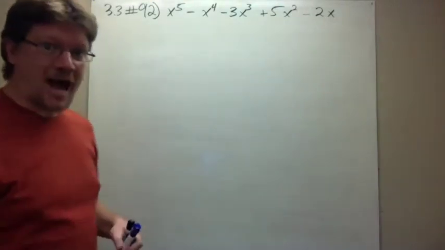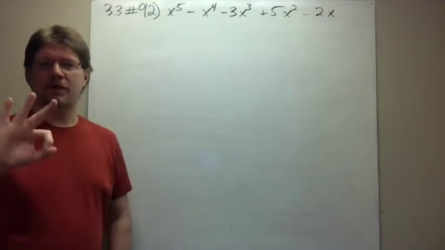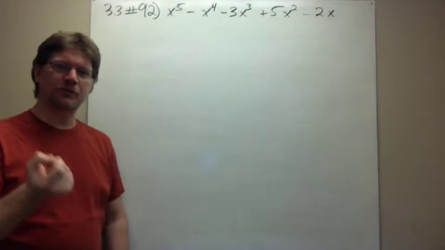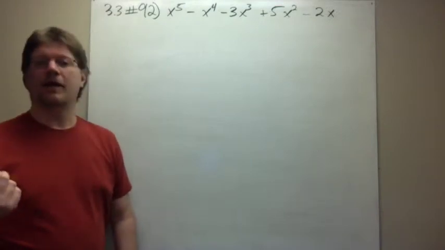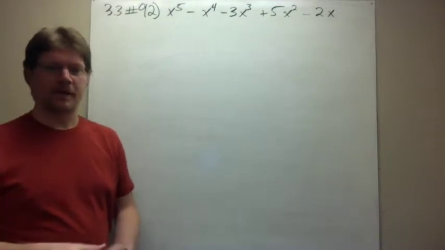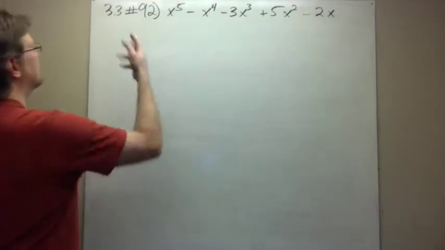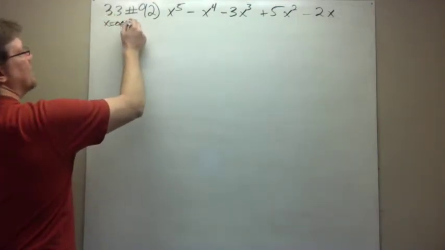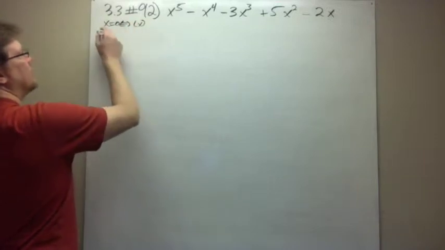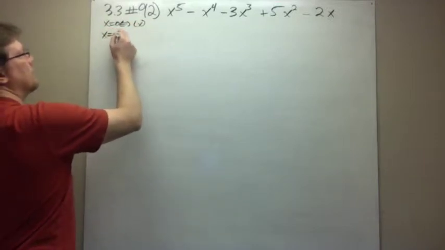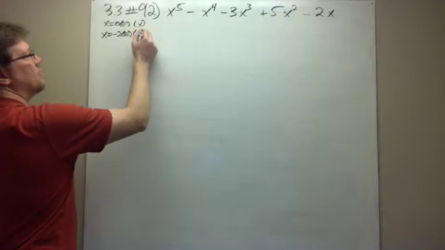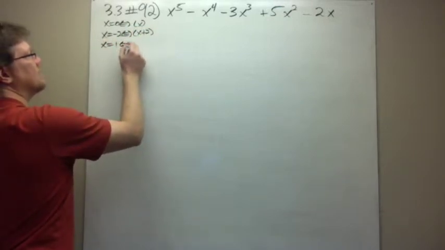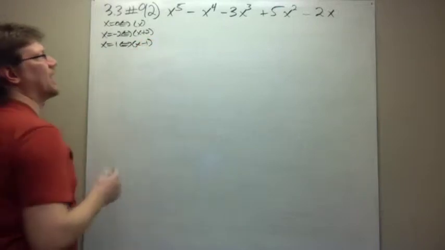If I look at the graph, it's going to end up with three real zeros, right? One at -2, one at 0, and one at 1. Okay? X equals 0, which means that x is a factor. X is equal to -2, which means x plus 2 is a factor. And x is equal to 1, which means x minus 1 is a factor.